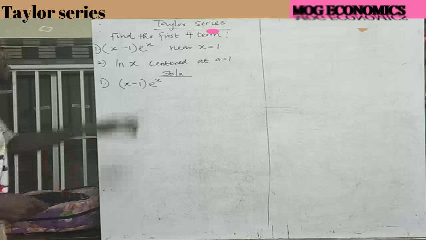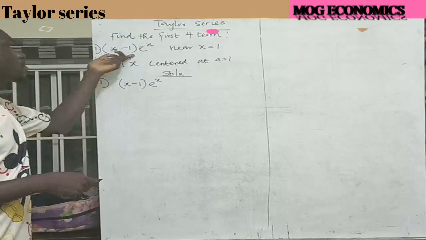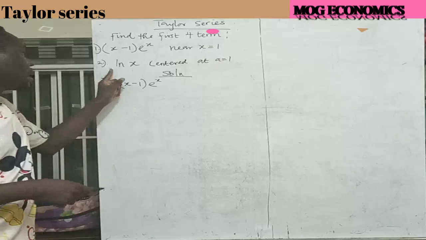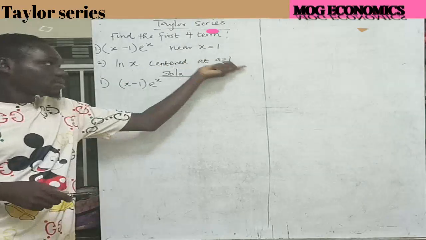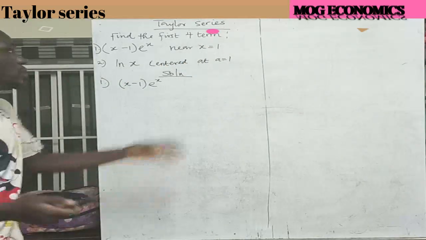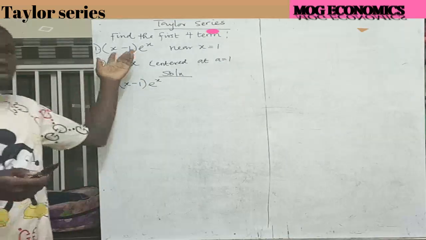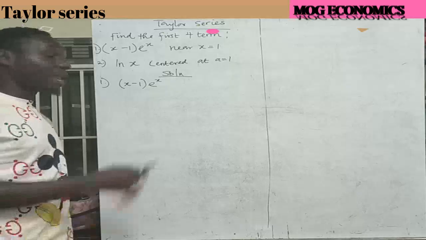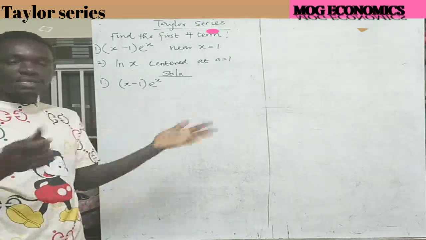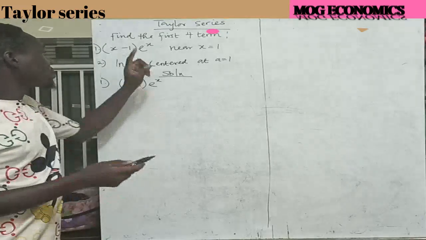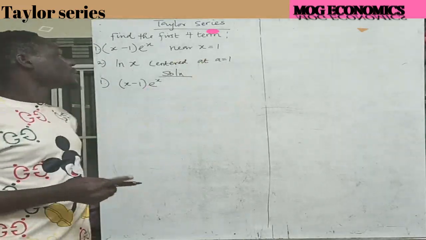The question says: find the first four terms of this function near this value, near 1, centered at 1. For Taylor series, you are given a specific value around which you expand the given function. In this case, these are the functions. Unlike Macroeconomics where the value stays at 0, in this case we have 1 to be the value. So we are expanding this function around this.